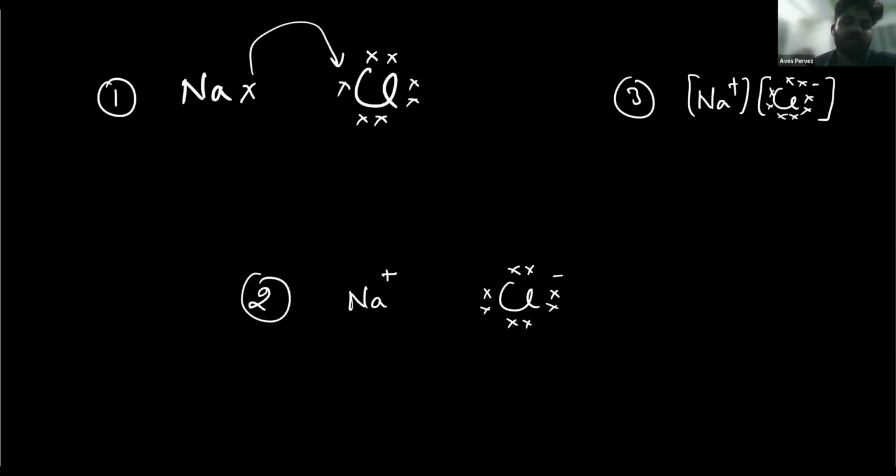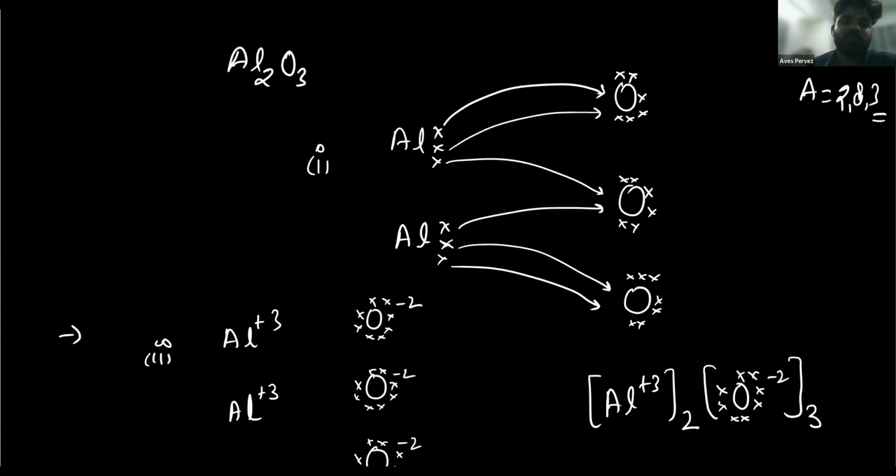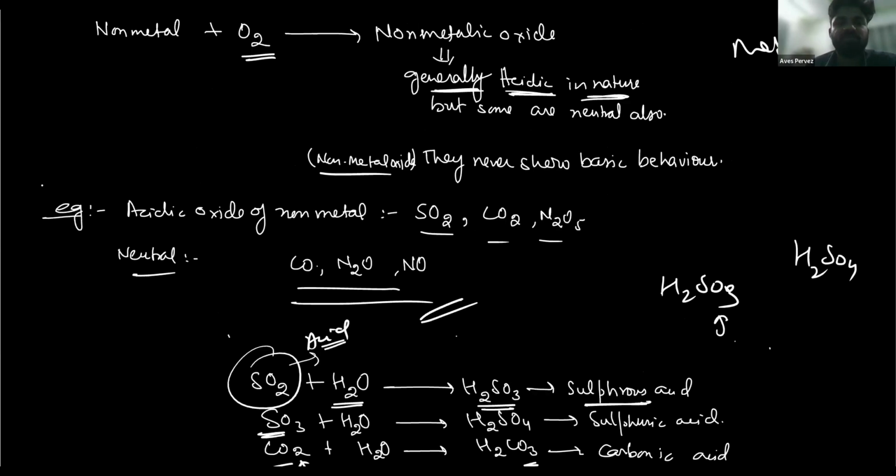So you know that non-metals, when they react with oxygen, form non-metal oxides. Like metals, when they react with oxygen, form metallic oxides, similarly non-metals when they react with oxygen form non-metallic oxides. And non-metallic oxides are generally acidic in nature.